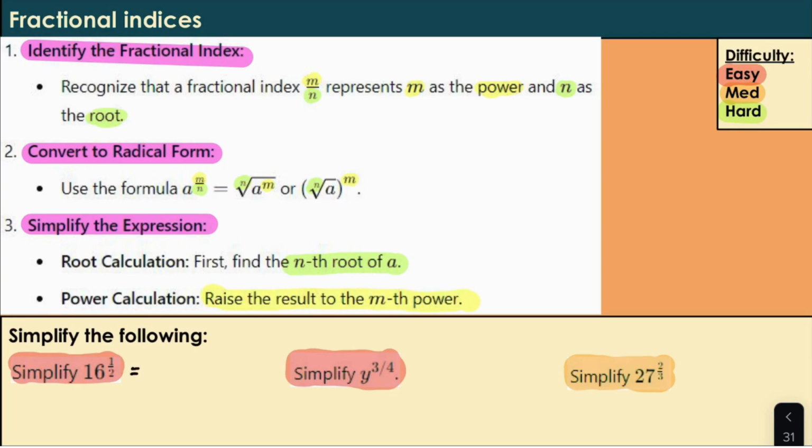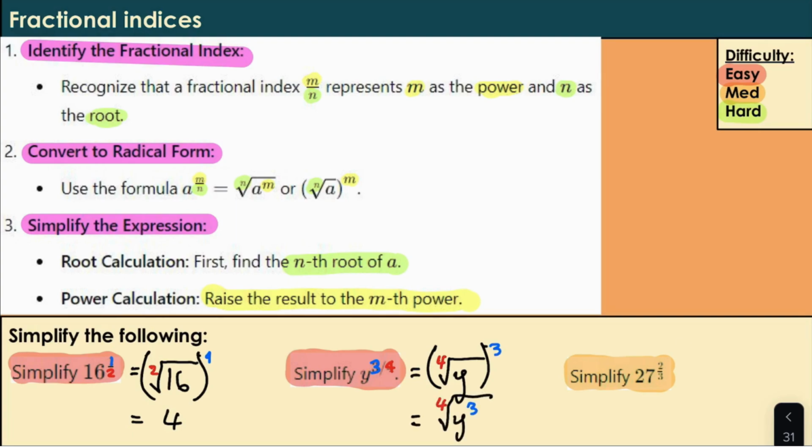First up, in our fractional index, the 2 is the denominator, the 1 is the numerator, so we have the following. Square root of 16 is raised to the power of 1. Now we know that the square root of 16 is 4. In our second example, we have the denominator of 4, the numerator of 3, so we can express our simplified expression as follows. 4th root of y raised to the power of 3.